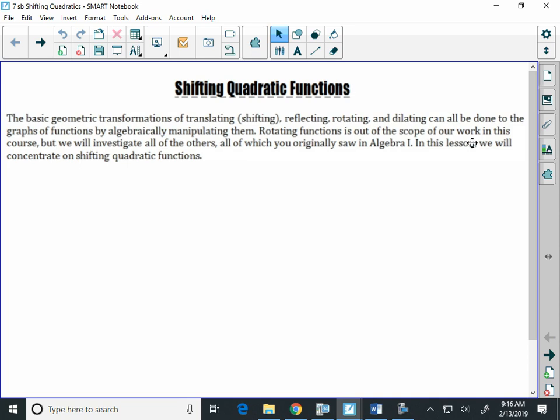you're going to move it up, you're going to move it down. There's other types of transformations that we can do to a quadratic, and other graphs for that matter as well. We can reflect the graph, which we'll talk about soon. Rotating, we're not going to really deal with rotating. Dilating, which is to stretch or compress, we'll deal with that eventually as well. But today we're just going to concentrate on the shifting, which is moving the graph right, left, up, and down.